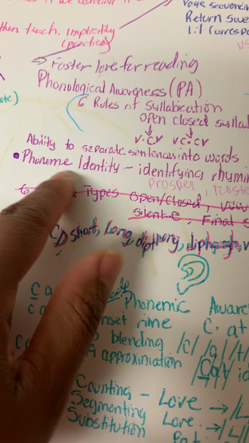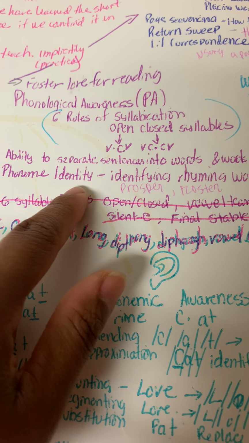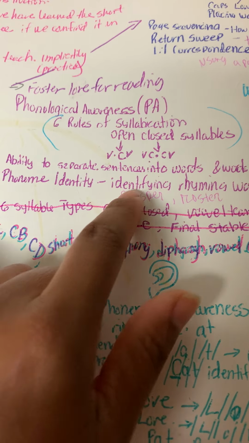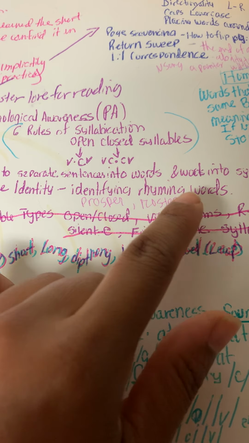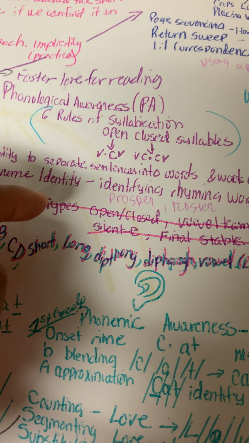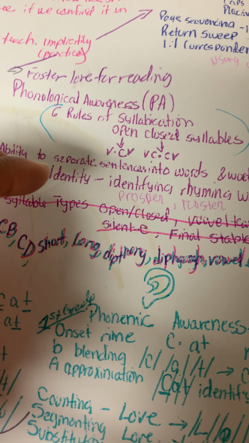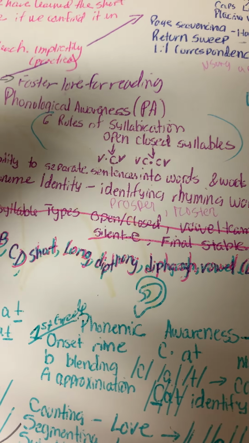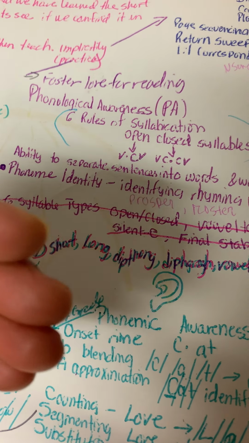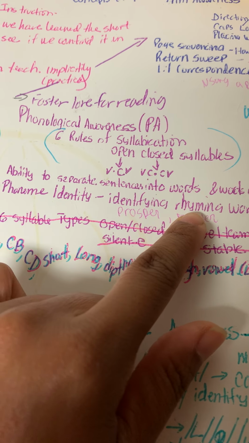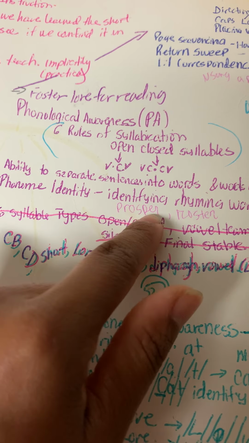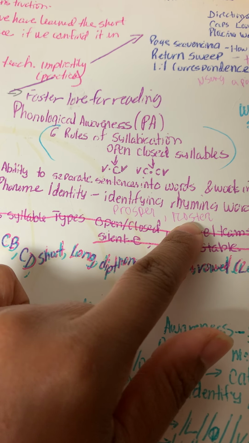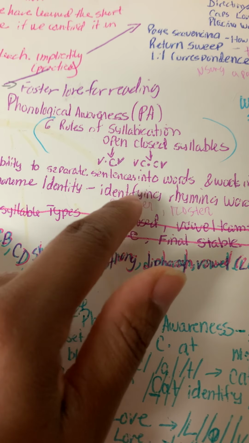Then we have phonemic identity. This is being able to identify rhyming words. So when you read a poem, Sam went to the mall. He had chicken. He ate it all. Those words rhyme. That is called rhyming. Rhyming words. So when you see the words prosper and roster, they are rhyming words.